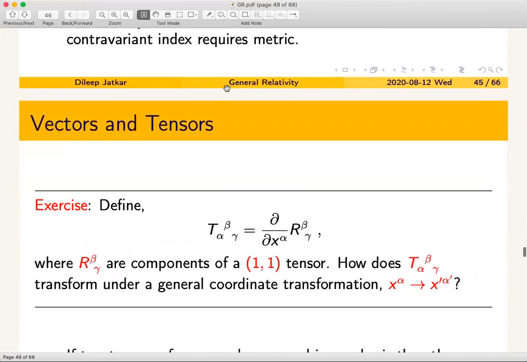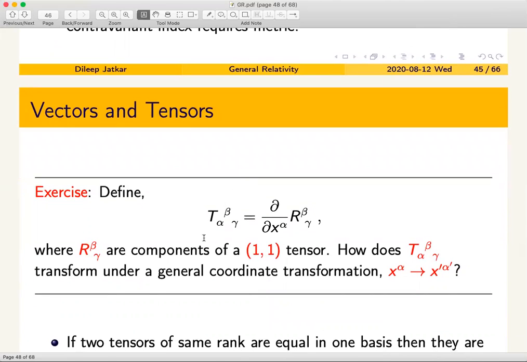Okay, so here's another small exercise. So here's a mixed tensor R beta gamma, and we are taking a derivative of that, and so del x alpha of R beta gamma gives you this new quantity, which is T alpha beta gamma. Now if R beta gamma transforms like a (1,1) tensor, which is of course given, then you can check how T alpha beta gamma would transform under the coordinate transformations of this kind.